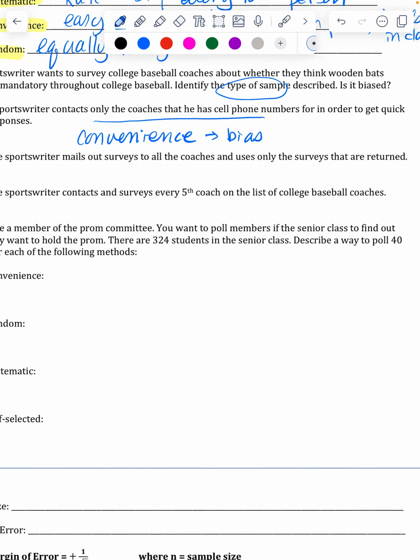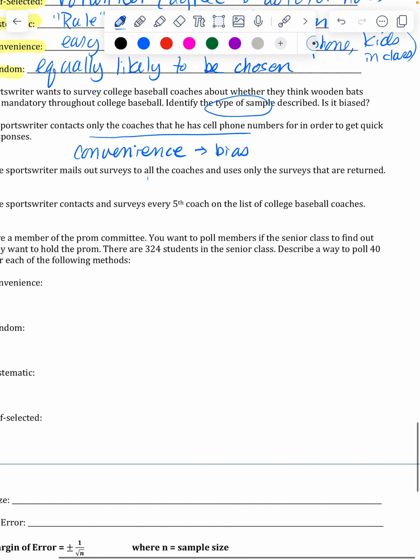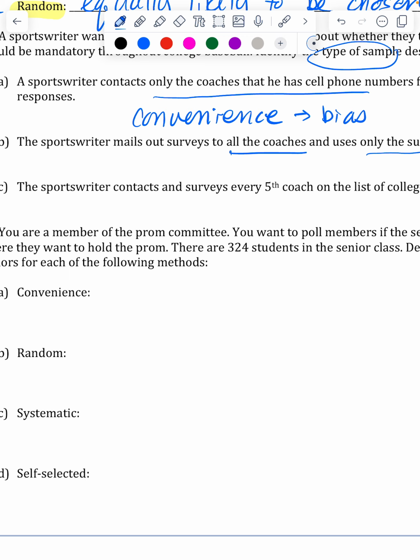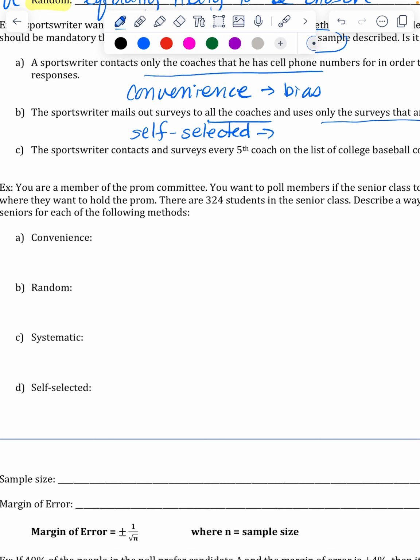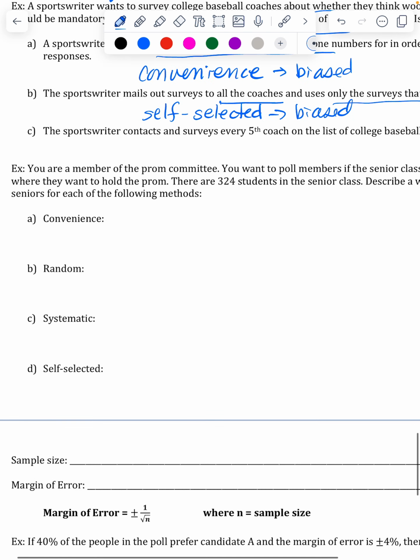How about if the sports writer mails out surveys to all the coaches and only uses the ones that are returned? Okay, well, sending it out to everybody is a great idea, but again, only the people that want to answer and have probably a strong feeling about it will answer. So they're going to be the volunteers or self-selected. They are deciding, oh, I want to answer this survey and taking the time to do it. And that one is going to also be biased because it means that only people who care enough are going to get in there and do that survey.